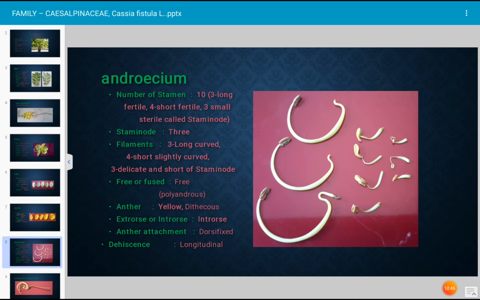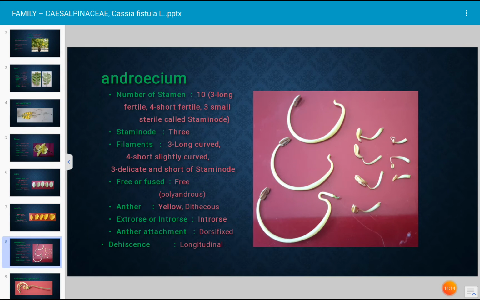Three filaments are long and curved, four are short and slightly curved, and three delicate and short filaments are with the staminodes. And the stamens are free. All the stamens are free. If the stamens are free in the flower, they are described as polyandrous condition. In taxonomy, they are described as polyandrous.